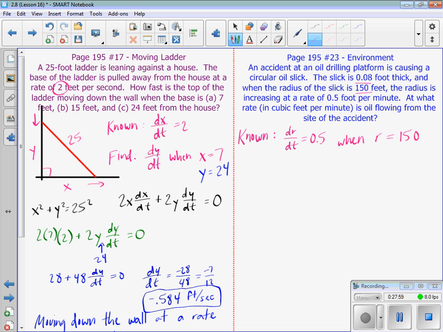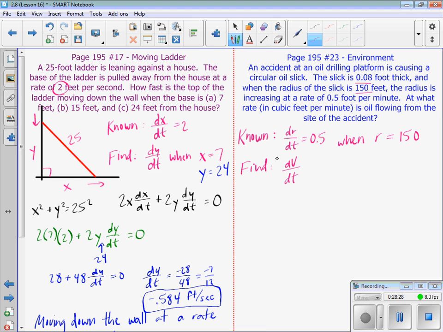And then we have to figure out what we're trying to find. At what rate in cubic feet per minute? If we're talking about cubic feet, that would be what kind of a rate? Volume. So we're trying to find the rate of the volume, so that'd be dV dt. So I have to relate volume and radius together. This is pretty tough, right?